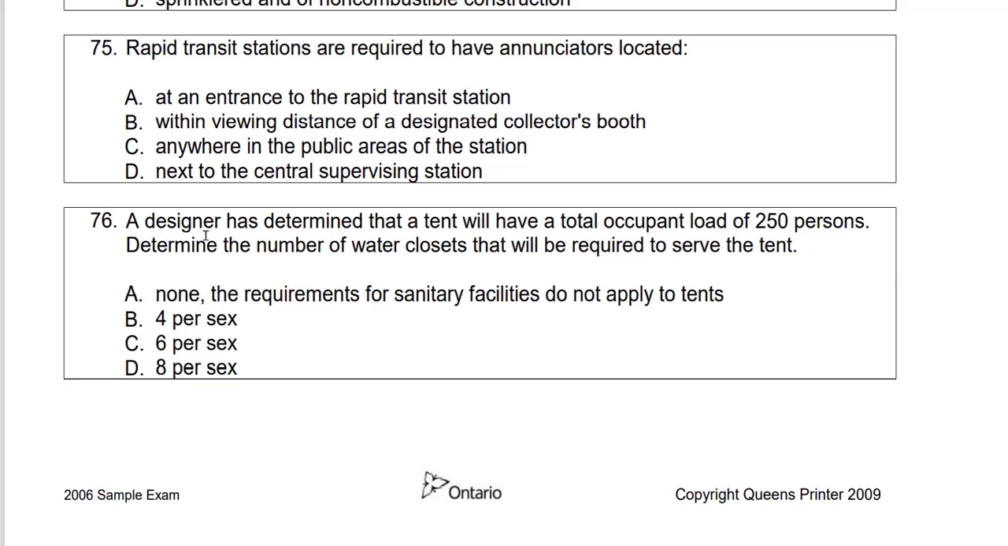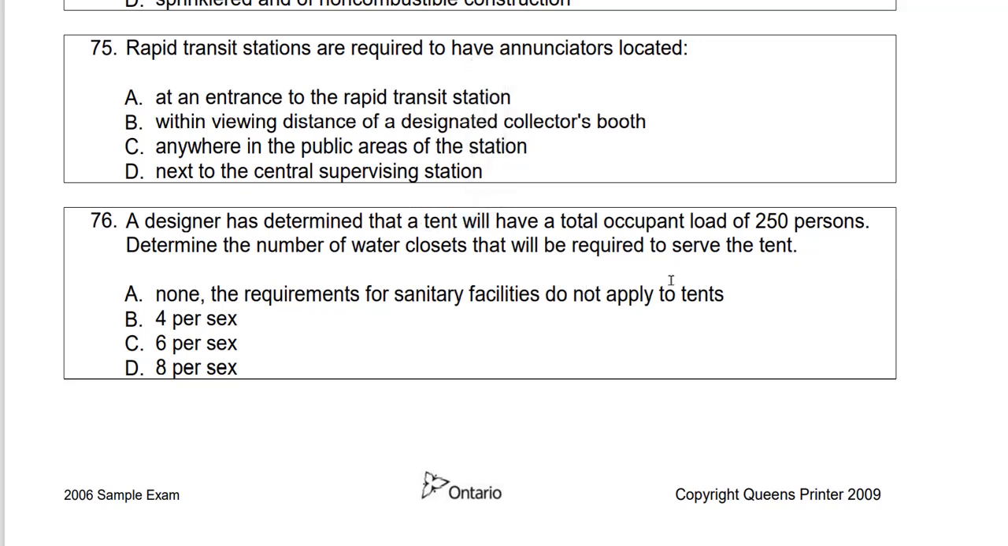Designer has determined that the tent will have an occupancy load of 250 persons, sorry. I don't know why I can't read tonight. Determine the number of water closets that will be required to serve the tents. Where do we get the answer from? Keywords in this are tents.